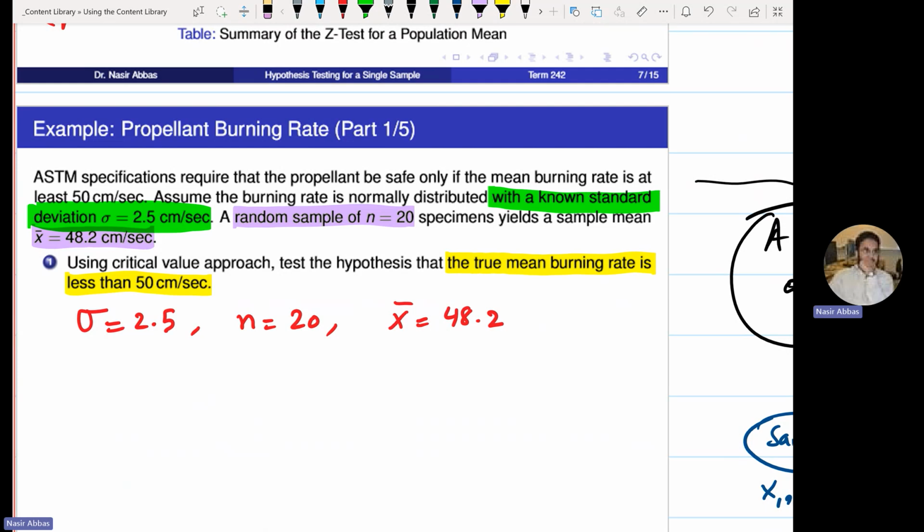Read the yellow text and see what is required to be tested. You have to test what? That the true mean burning rate. What is true mean burning rate?